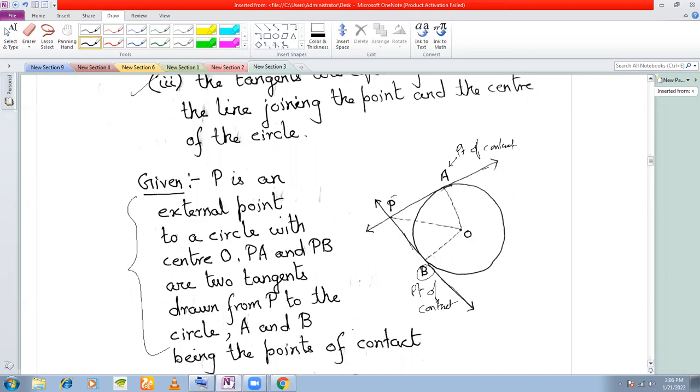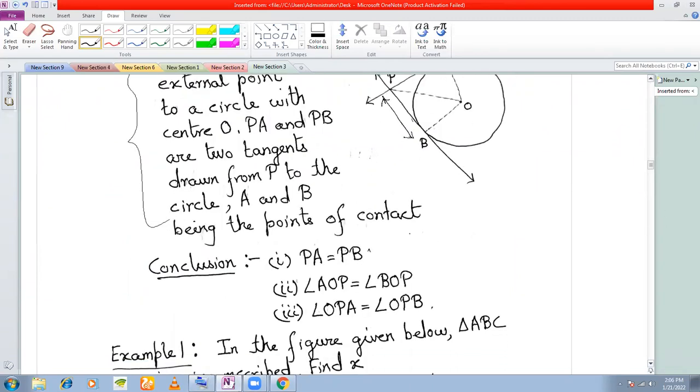Then what can you conclude? The first conclusion that you can make here is that the length of the tangents drawn from P must be equal. That is, these two lengths must be equal. PA is equal to PB. So the first conclusion is that PA is equal to PB.